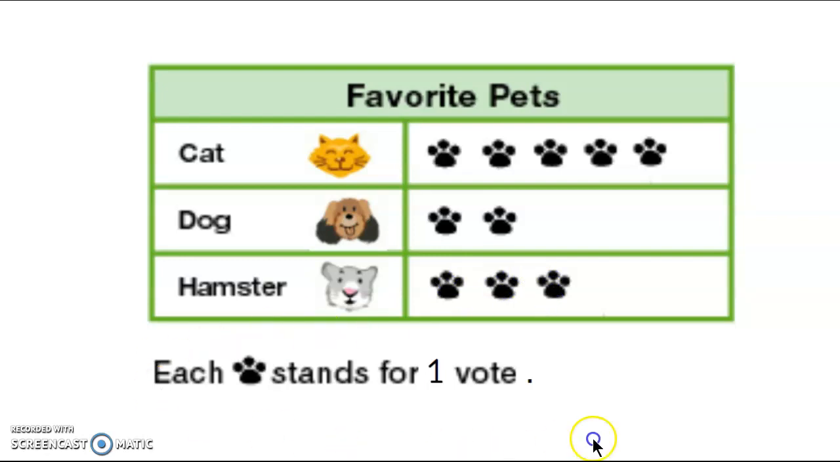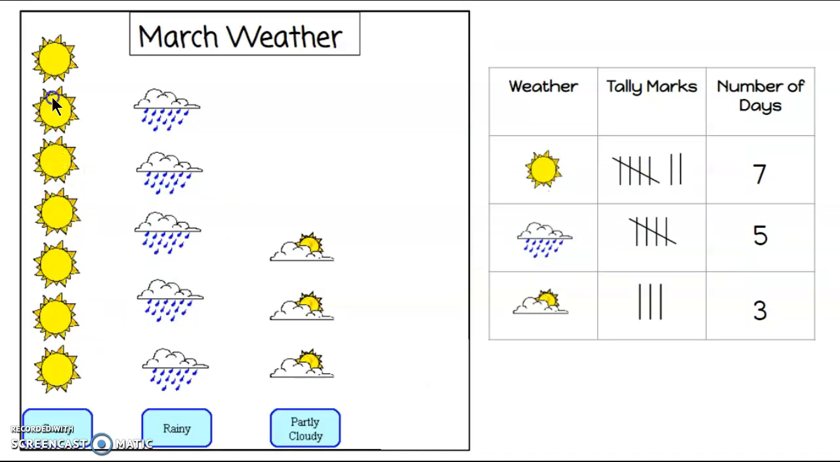So the reason we want to use a picture graph sometimes is because it makes the information easier to look at. It makes it easier to see right away which one was liked the least, which one was liked the most. So let's go ahead and look at another type of graph. If you'll notice, this pet graph goes from left to right. But sometimes you might see graphs where the pictures are up and down from top to bottom.